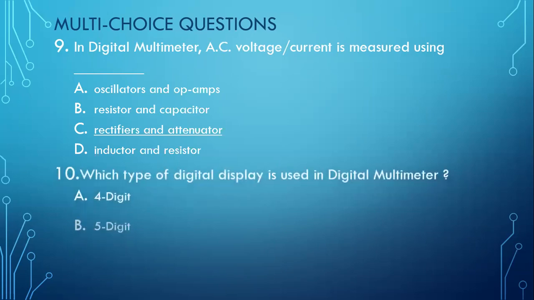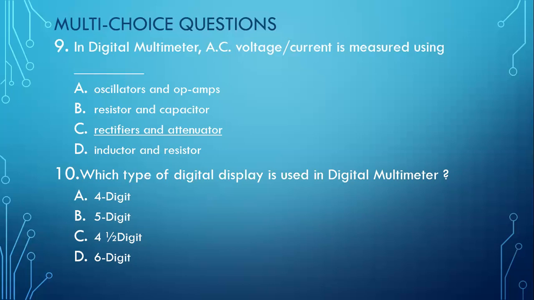Which type of digital display is used in the digital multimeter? This is a very important question. Here in the digital multimeter, the display is not a 4-digit, 5-digit, or 6-digit type of display, because a 4-digit display can display information from 0000 to 9999. Similarly for 5 digits or 6 digits.